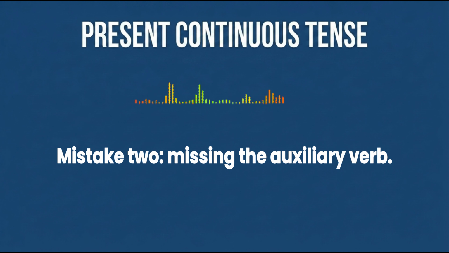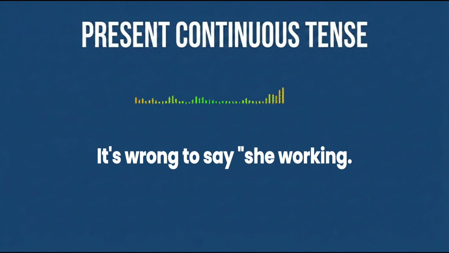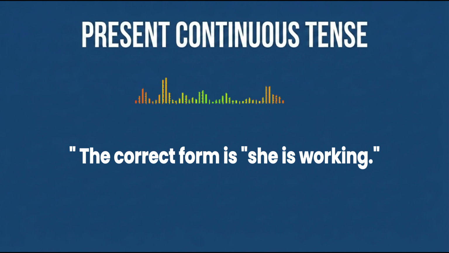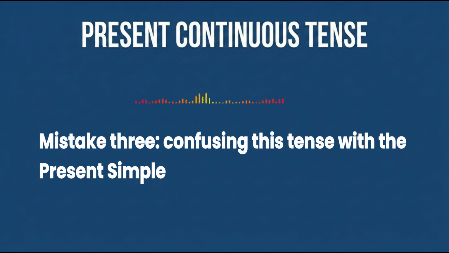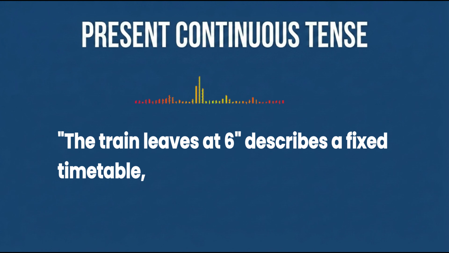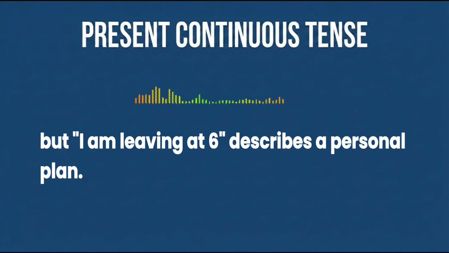Mistake 2, missing the auxiliary verb. It's wrong to say "she working." The correct form is "she is working." Mistake 3, confusing this tense with the present simple for schedules versus personal arrangements. "The train leaves at 6" describes a fixed timetable, but "I am leaving at 6" describes a personal plan.